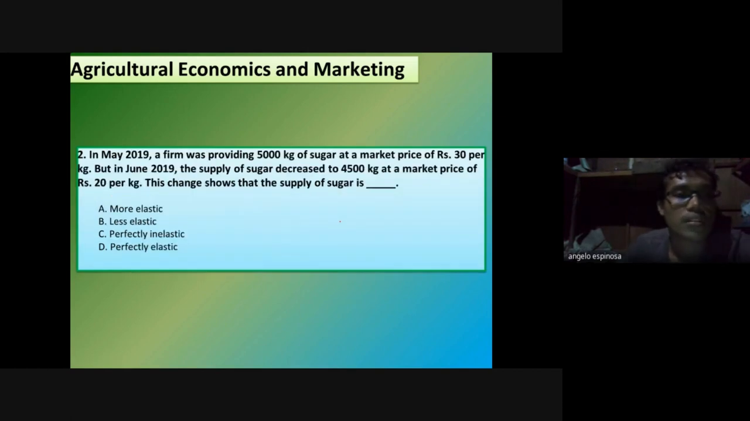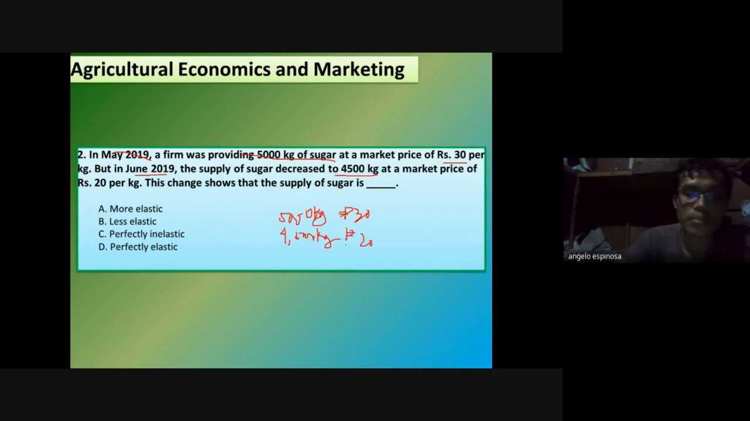Next, we have number 2. In May 2019, a firm was providing 5,000 kilograms of sugar at the market price of 30 pesos per kilogram, but in June 2019, their supply of sugar decreased to 4,500 kilograms at a market price of 20 pesos per kilogram. This change shows that the supply of sugar is... In May 2019, 5,000 kilograms of sugar was supplied at 30 pesos per kilogram. Then in June, the supply of their sugar went down at the price of 20 pesos.